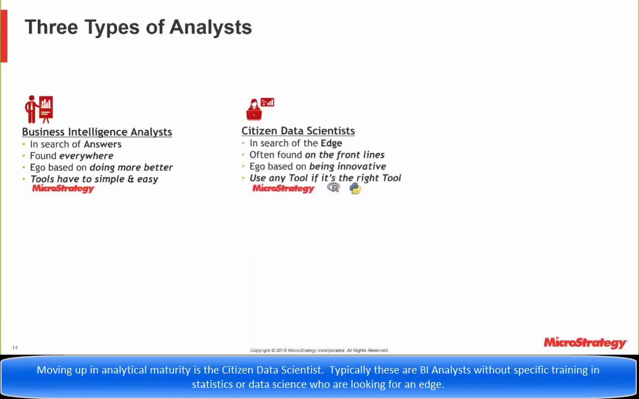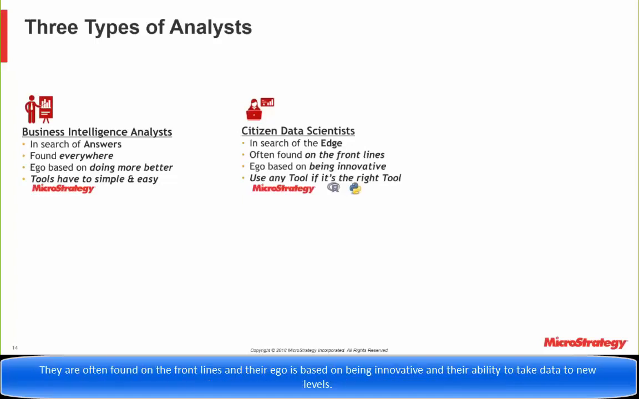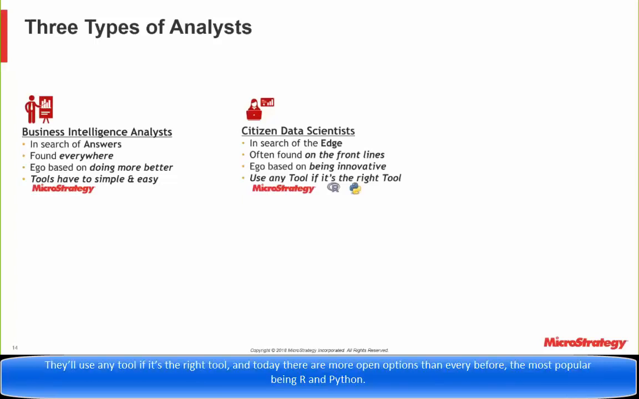Moving up in the analytical maturity is the citizen data scientists. Typically, these are BI analysts without specific training in statistics or data science who are looking for an edge. They often are found on the front lines, and their ego is based on being innovative and their ability to take data to new levels. They'll use any tool if it's the right tool, and today there are more options than ever before, the most popular being R and Python for doing data science, and we'll talk a little bit more about that today.